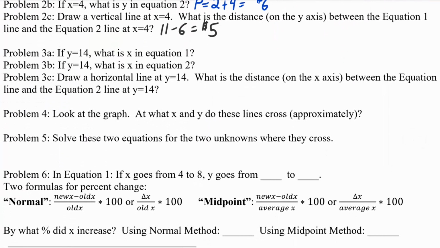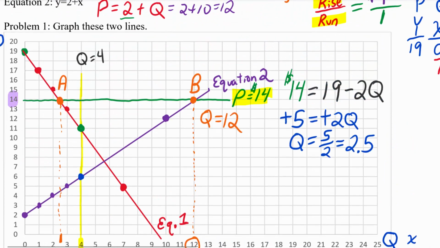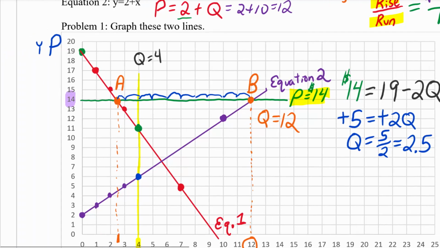So we learned in equation 1, if the price is 14, that the quantity is going to be 2.5. And if the price is 14, equation 2 is going to suggest the quantity would be about 12. So let's look at that horizontal line there. What's the distance between those 2 points, A and B? Well, we can start at B and count back. 1, 2, 3, 4, 5, 6, 7, 8, 9.5. So graphically, we're seeing the answer should be about 9.5.